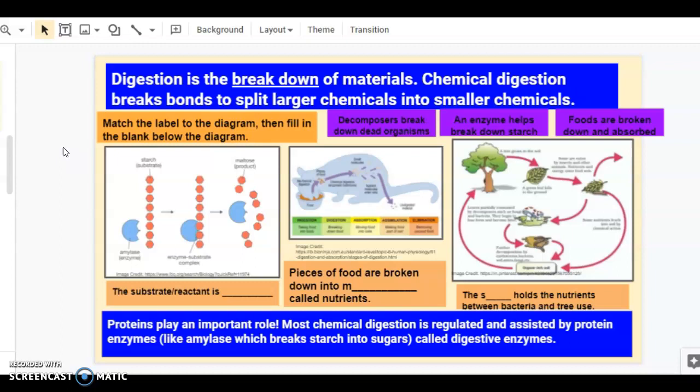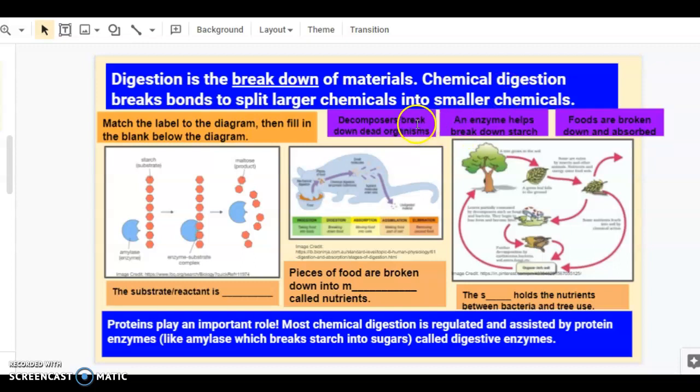So there are four chemical processes that help life overcome the energy and matter problems. We're going to look at those four processes in a little more detail. We're going to start with digestion. Digestion is the breakdown of materials. Chemical digestion breaks bonds to split larger chemicals, like macromolecules, into smaller chemicals, like monomers or subunits.